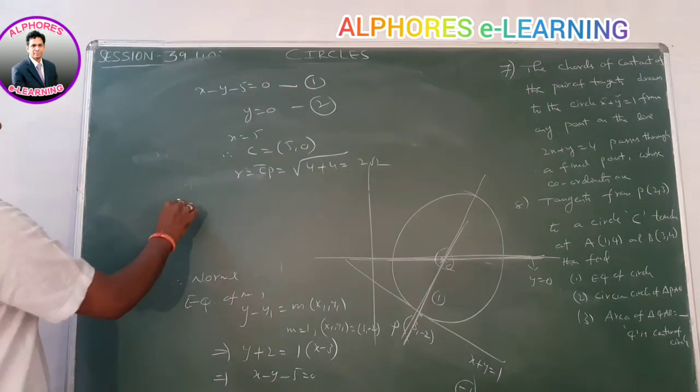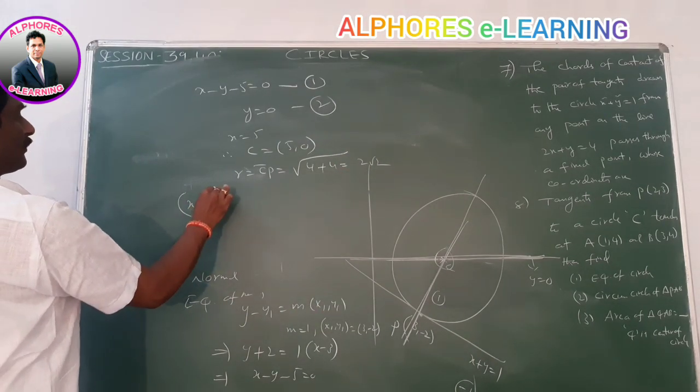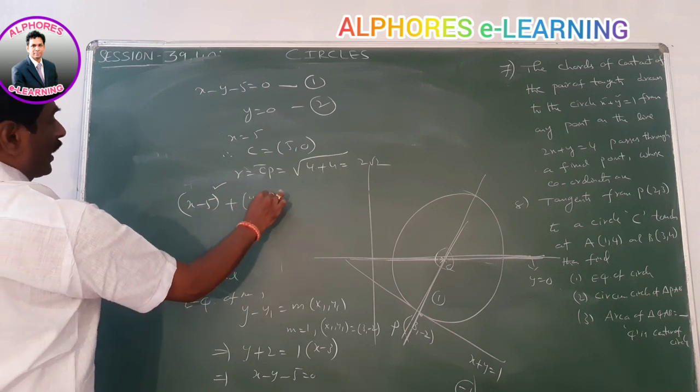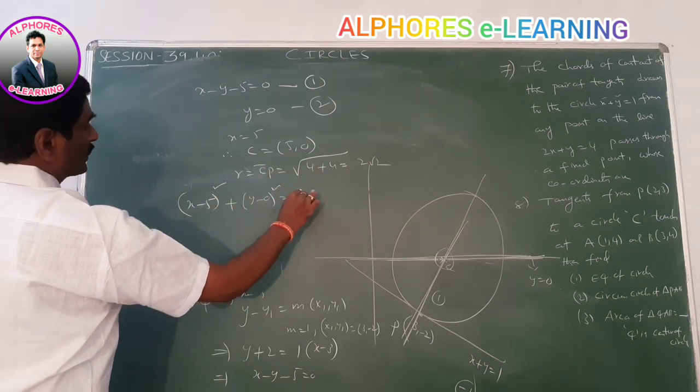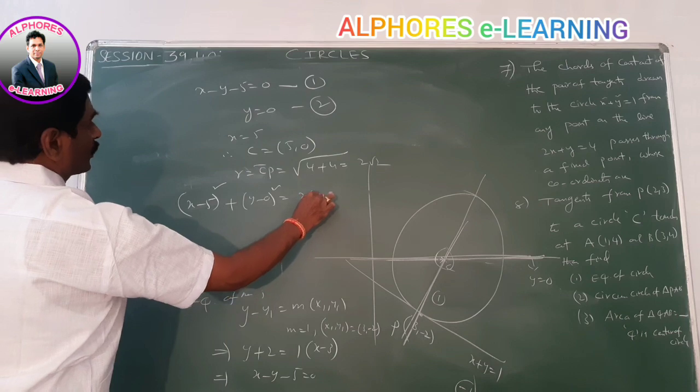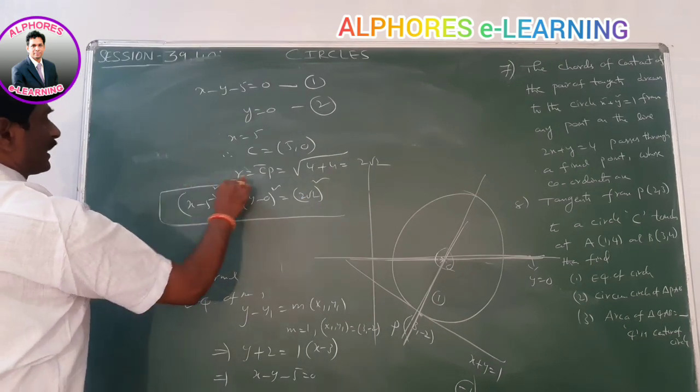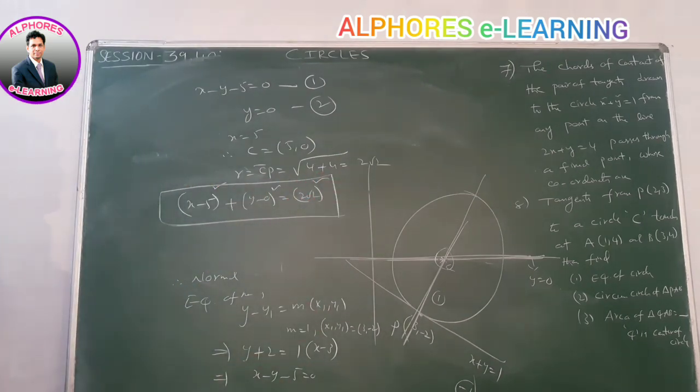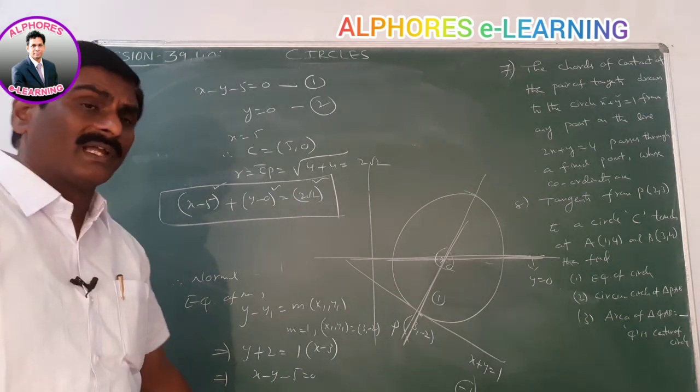Therefore, the equation of the circle is x minus h whole square, meaning x minus 5 whole square, plus y minus 0 whole square, is equal to 2 root 2 whole square, which is 8. It is the equation of the circle. Okay. Any doubt in this equation?